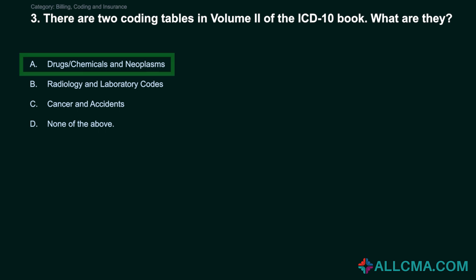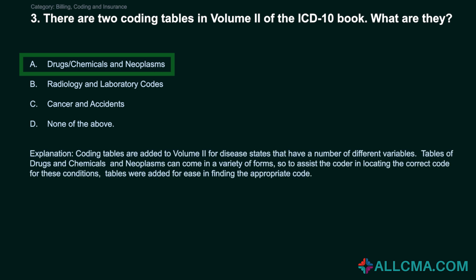Correct answer. A. Drugs/chemicals and neoplasms. Coding tables are added to Volume 2 for disease states that have a number of different variables. Tables of drugs and chemicals and neoplasms can come in a variety of forms, so to assist the coder in locating the correct code for these conditions, tables were added for ease in finding the appropriate code.